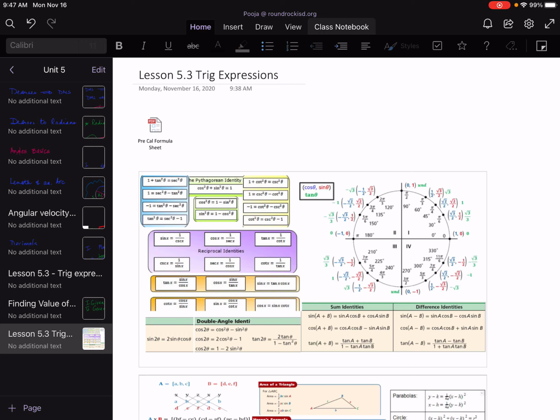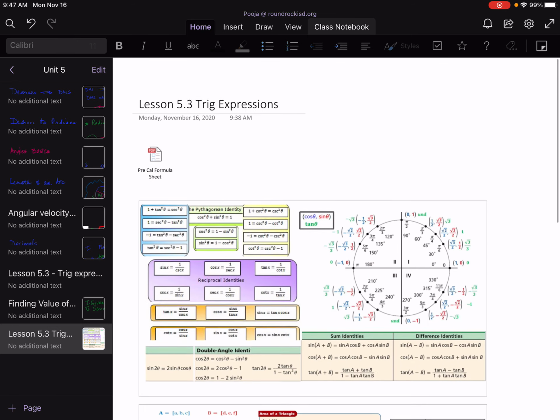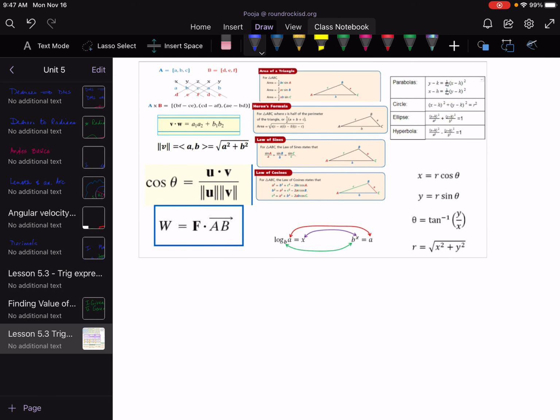Alright, we are doing lesson 5.3 here, trig expressions. This is also the last one for unit 5. Topics for this one. Again, please have this handy with you all the time to be able to refer to it.